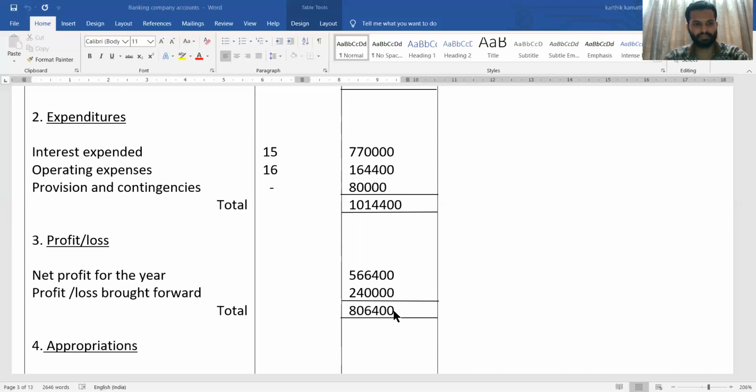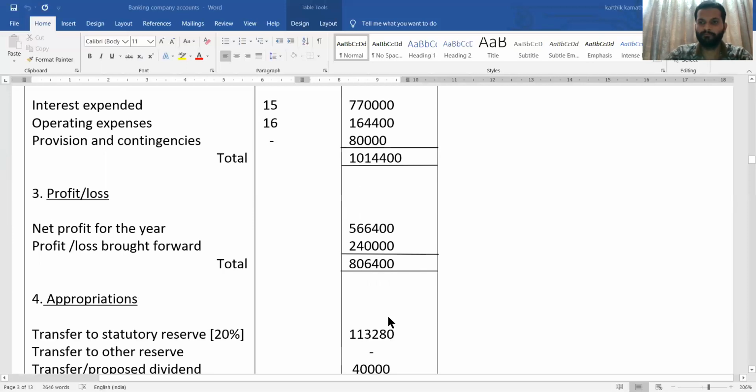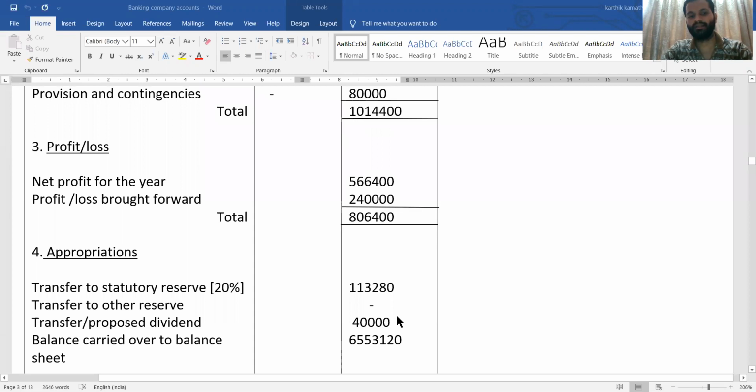In this case, what happens? It is a profit. So next, the fourth head is appropriation. First thing is transfer to statutory reserve. If it is not given, we need to calculate. Even if it is given, we directly calculate 20%. How to calculate? On this profit, 20%. So 8,06,400 is your total profit. If you multiply by 20%, you will get one amount, that is nothing but 1,13,280. That is transferred to statutory reserve.